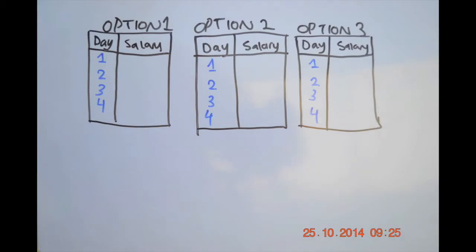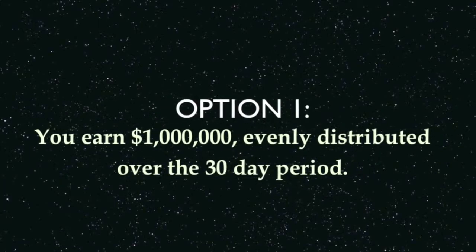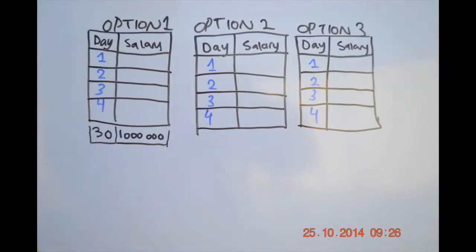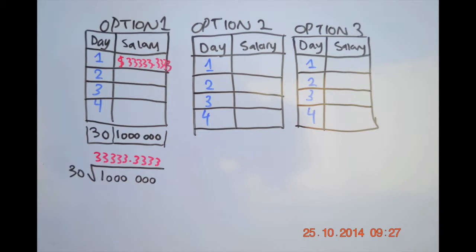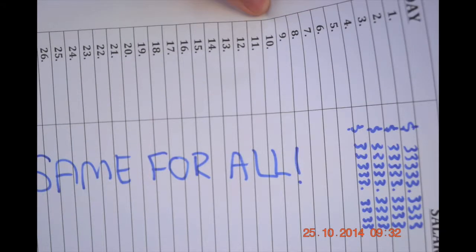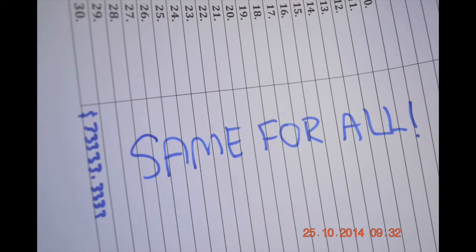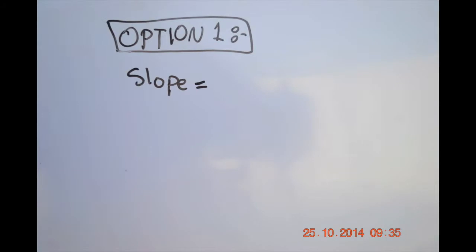Option 1 says that you earn $1 million evenly distributed over the 30-day period. So on day 30 you have $1 million. To know the amount for each day we have to divide 1 million over 30, which is $33,333.3333. So the summation of the 30 days is 1 million.